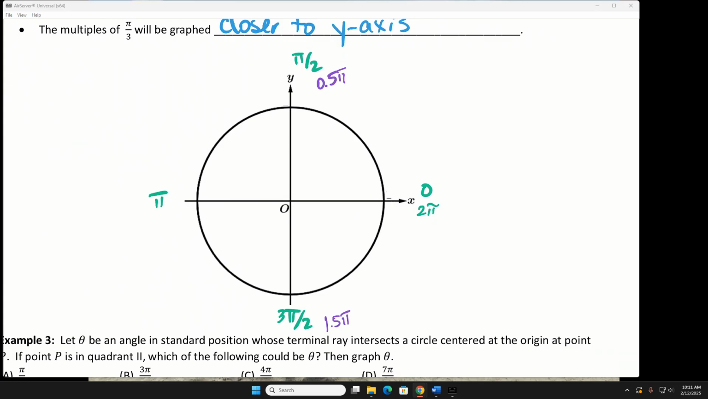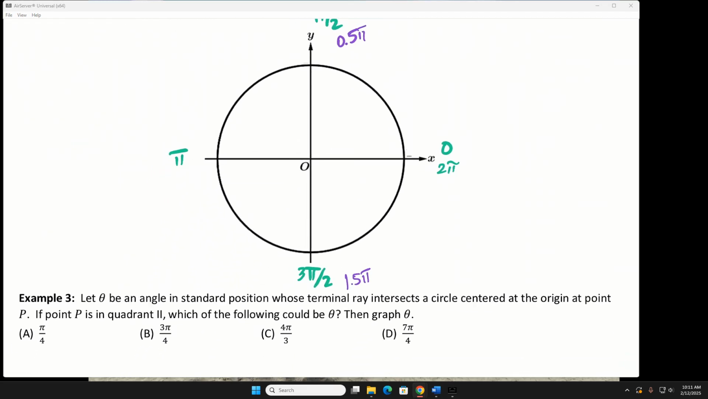All right, so on example 3, there's a whole bunch of words. So we'll read them, and then I'll tell you what you're really looking for. Theta is an angle in standard position whose terminal ray intersects the circle centered at the origin at a point P. If P is in quadrant 2, which of the following angles could be theta? And we're going to graph theta. So all this really is asking is which one of these angles is in quadrant 2.